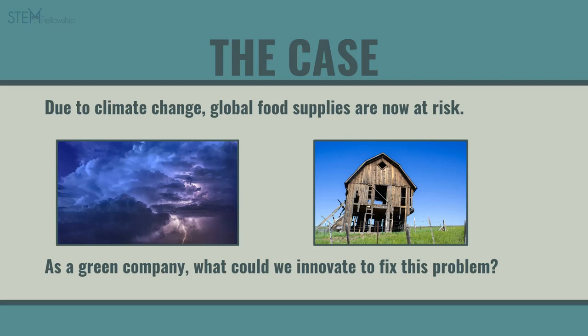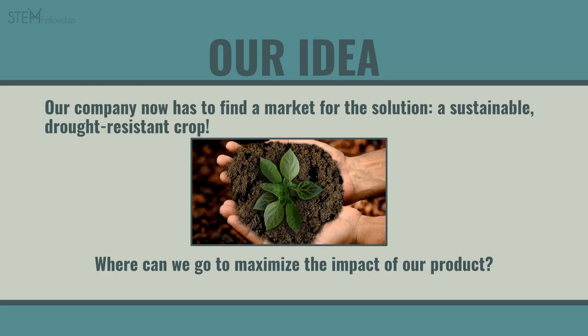Alright, keep that solution in mind because who knows, someday you might change the world with it. Let's take a look at my idea now. For my solution, I developed a sustainable, drought-resistant crop to help populations in areas of the world that are experiencing food shortages due to a lack of water. We may now have a product, but selling ice in Antarctica is a lot harder than selling ice in the Sahara. We need to find a suitable market to maximize our impact.